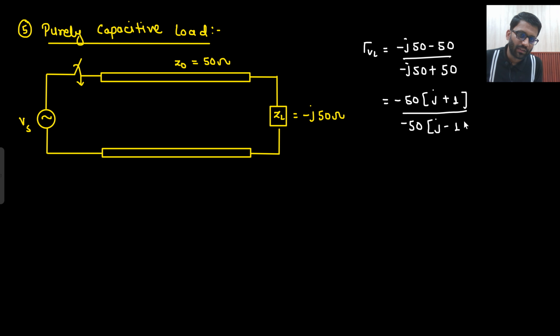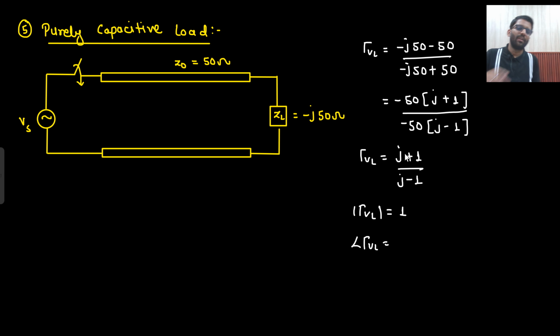So J minus 1. Okay, minus 50 I took common, J plus 1, and here also minus 50 I took common, J minus 1. So what we are getting? Gamma VL is equals to J plus 1 upon J minus 1. And if I ask you the magnitude, that would be 1. And if I ask you the angle, what that would be? What J plus 1 will provide? 45 degree.